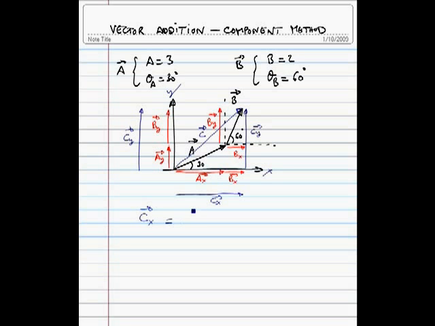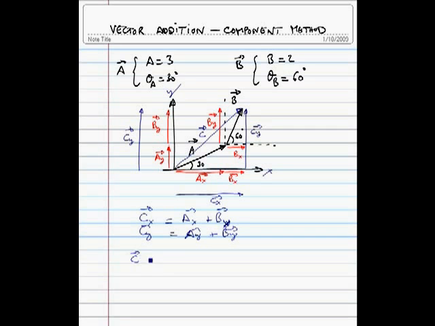So just from a graphical analogy, I realize easily that cx is nothing else than ax plus bx, and cy is just ay plus by, which means that if I want to add two vectors in component notation, all I need to do is find the x and the y of each component. Then I'm going to add all the x components together, and then I'm going to add all the y components together.